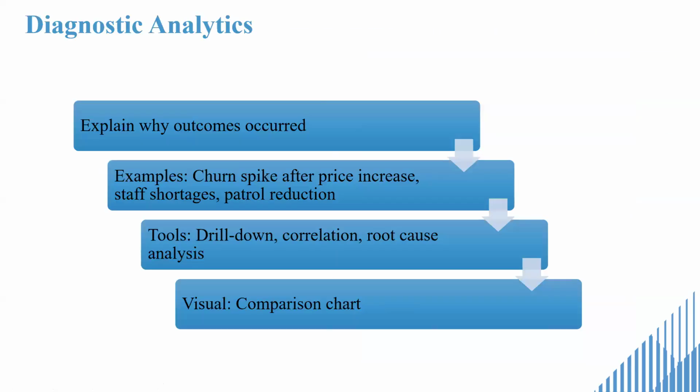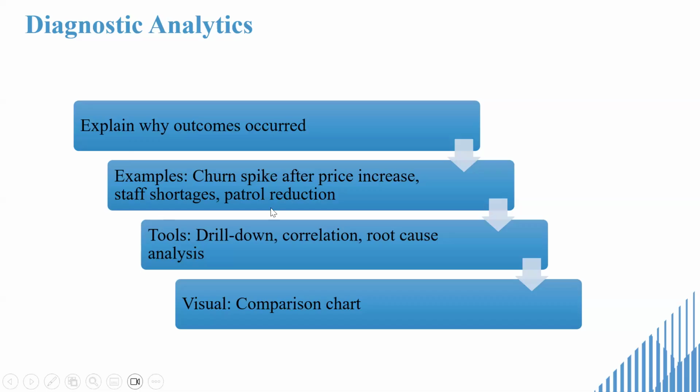Diagnostic analytics explains why outcomes occurred. For example, churn spike after price increases. People stop buying things because of inflation, or because they cannot afford it. So the outputs show why it happened. And staff shortage: maybe in a shop or market there were many people, and because of the wait time, they had to wait a long time in a line or queue to buy products, and because the stocks were less, maybe that's why people are not buying from that market.